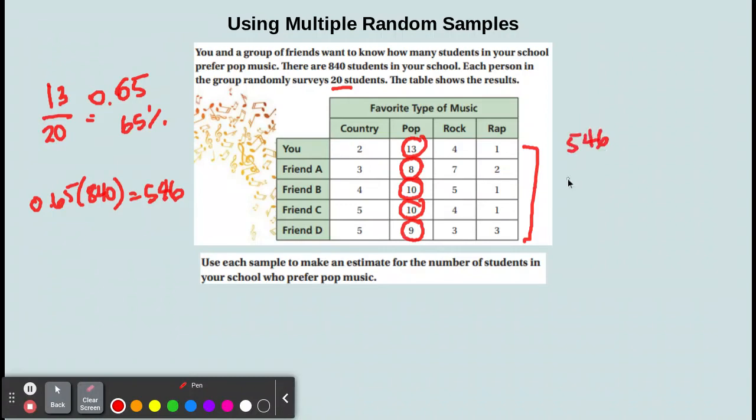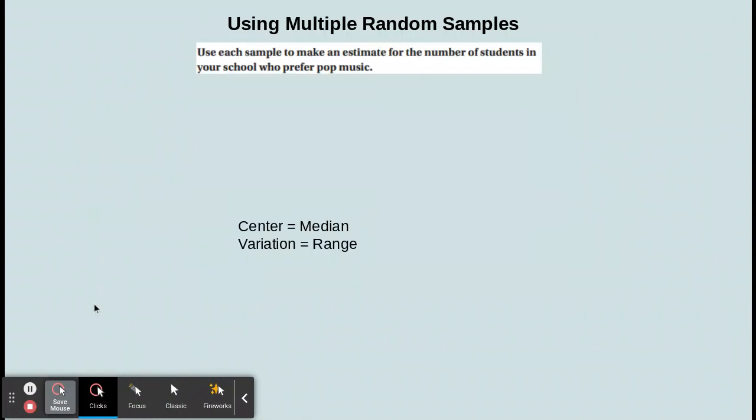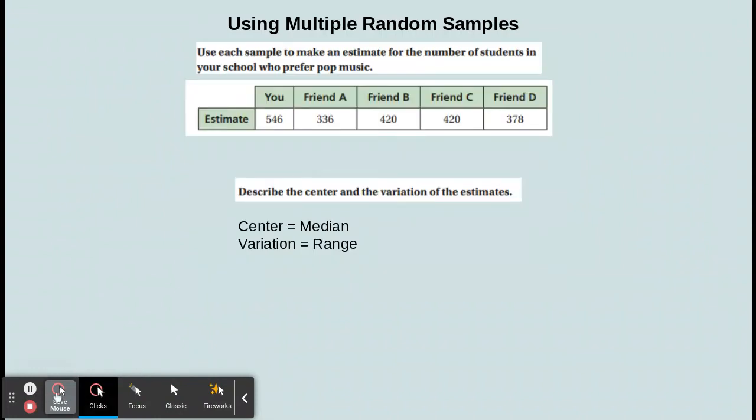546 is what you calculated, then 336, 420, 420, and 378, meaning find the percentage of students that you surveyed that like pop music and multiply that by the number of students in your school. All right, so there we have all that calculated out right here. And now we're going to use this data and find the measure of center and the variation.